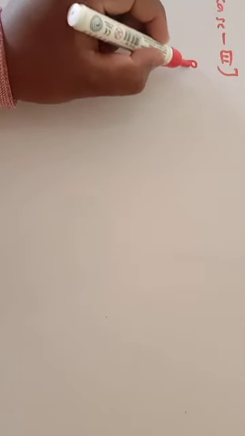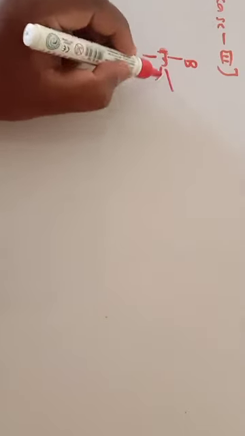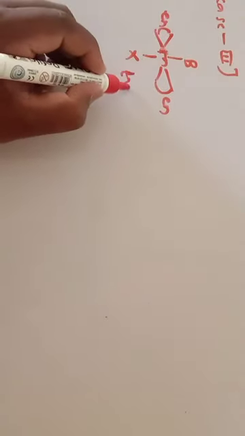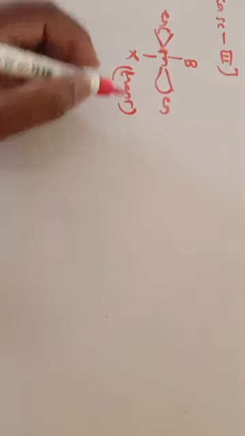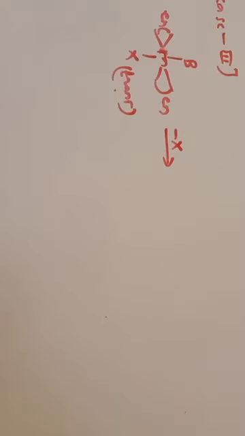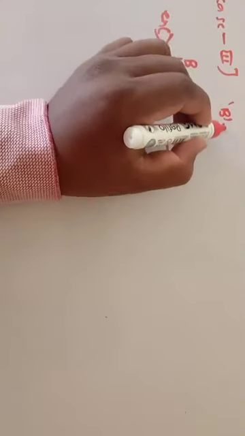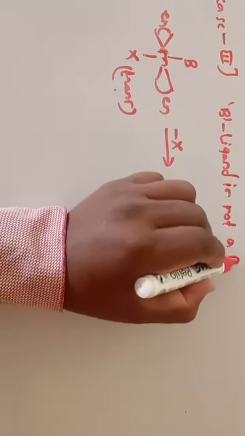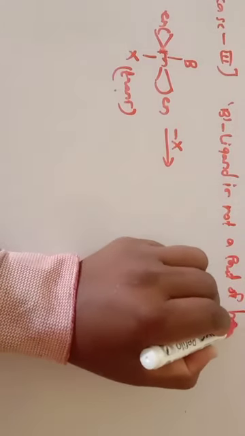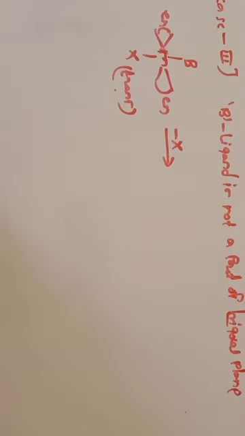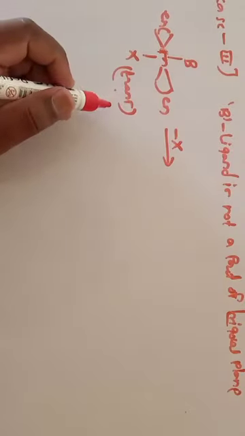So this is your complex, that is bx, and this is your en, this is your en. So this is your trans complex. Again we are considering the trans complex. After dissociation of x, we again get a trigonal bipyramidal intermediate, but the difference is that the b ligand is not a part of the trigonal plane. After dissociation of x, we get the intermediate.